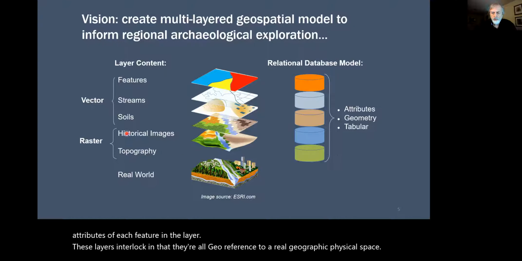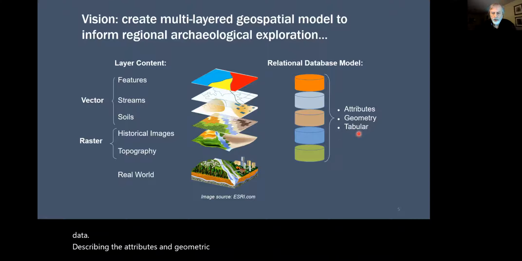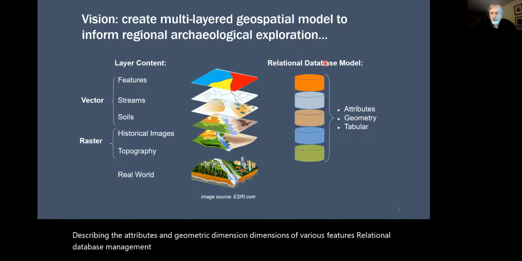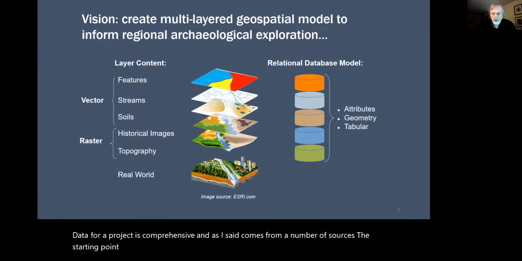The data consists of vector and raster imagery from various sources, each with a set of tabular data describing the attributes and geometric dimensions of various features. Relational database management software allows for data management and queries for analysis. Data for our project is comprehensive and, as I said, comes from a number of sources. The starting point includes historical maps and deeds, surveyor plats, available at the Maryland State Archives.